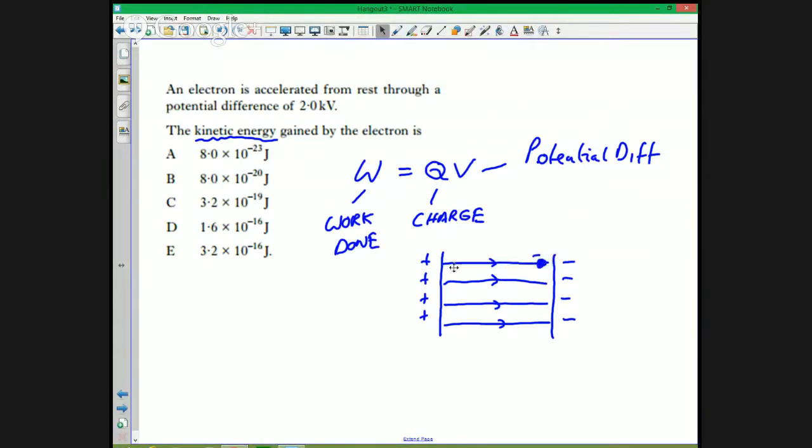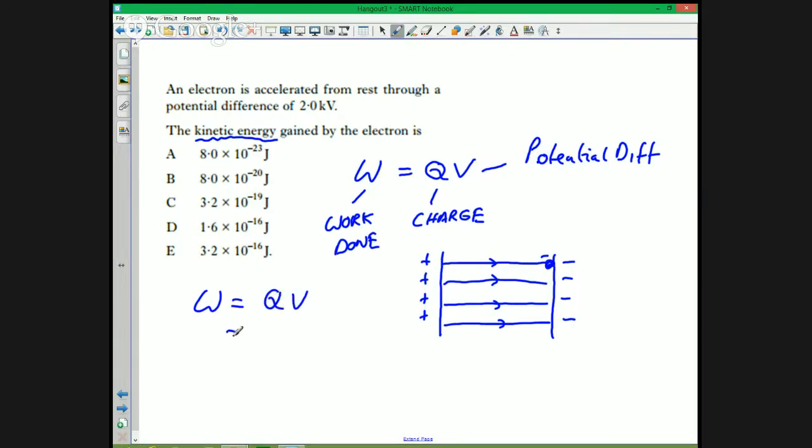So when I drag something across here, I do work on it. But when the electron moves back the way, the electron then changes its work into kinetic energy. So the kinetic energy gained by the electron is simply the work done, W equals QV. So we'll go ahead and work that out, and quite easy to do. The work done is equal to QV.